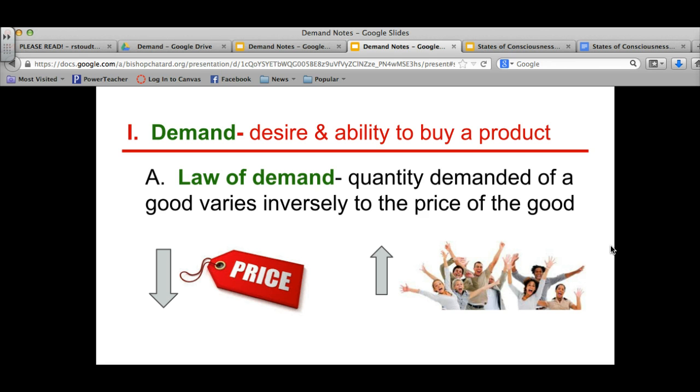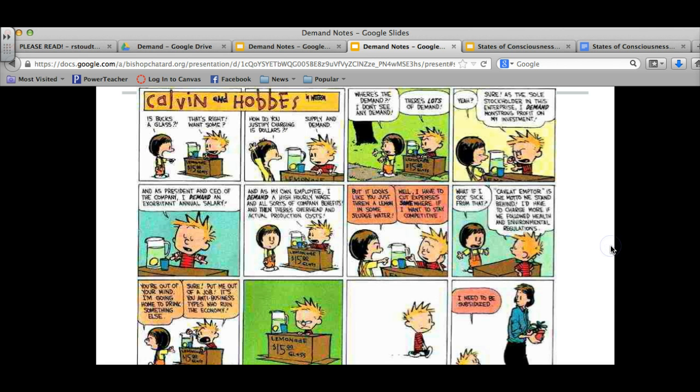Okay, so moving on, I have this as my lovely example here of demand. Does anybody read Calvin and Hobbes? I know that it's kind of discontinued. My mom does. Calvin and Hobbes, yeah? You have read it in the past?